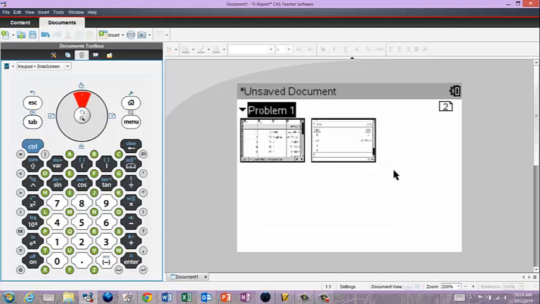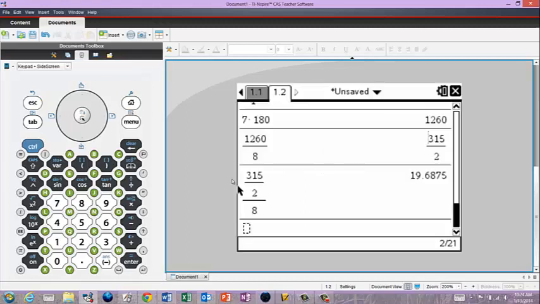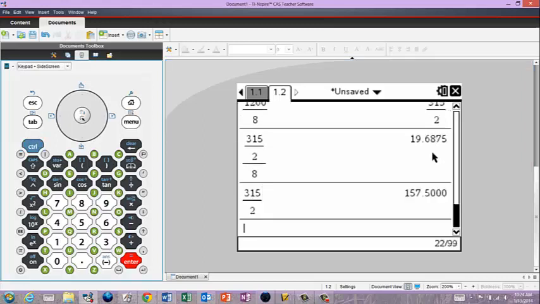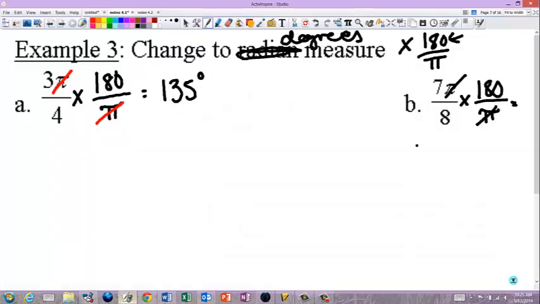Whoops, I did it twice, didn't I? Whoa, what just happened? Escape. Hold on. We're freaking out here. It's this answer. Control enter. Watch out that you don't accidentally divide by 8 twice. So that's 157.5, and that is degrees.